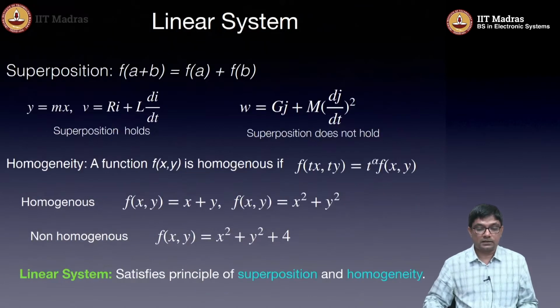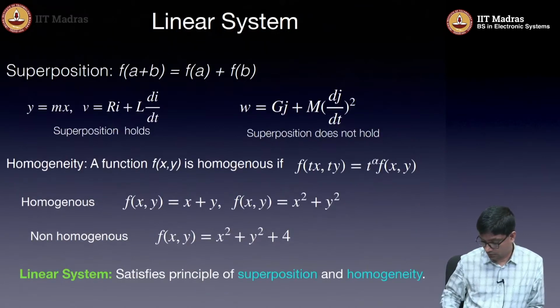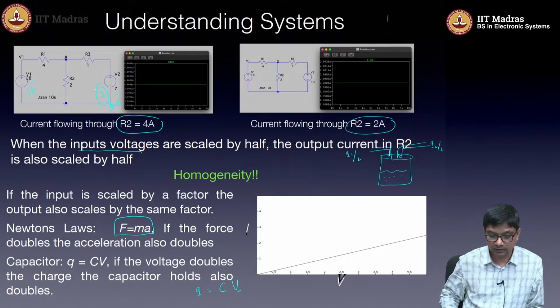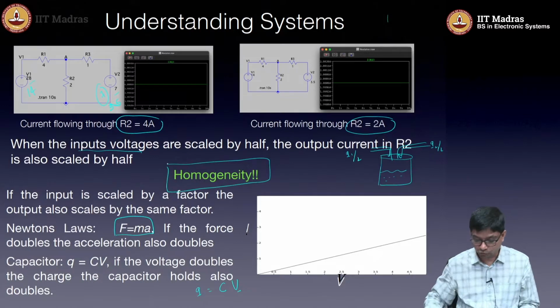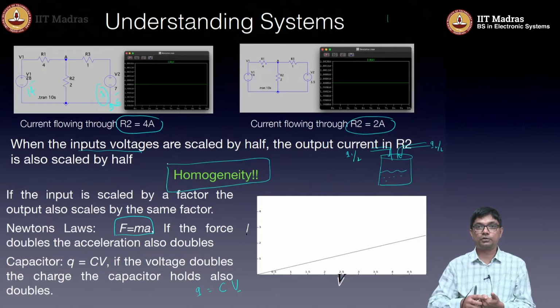Okay, nice. So this is called the principle of homogeneity. So two things we learned now. One is superposition. Second is homogeneity.